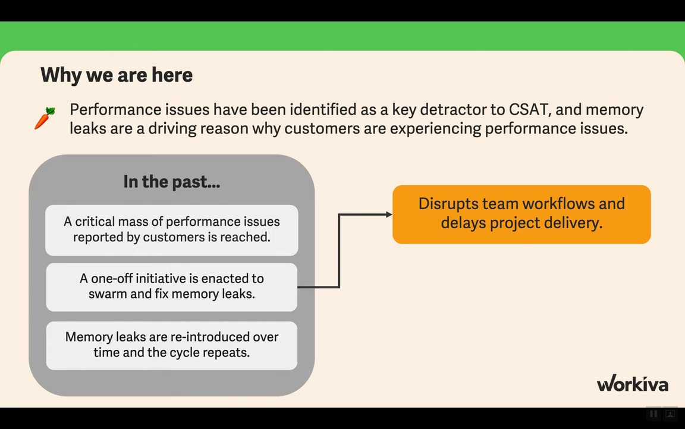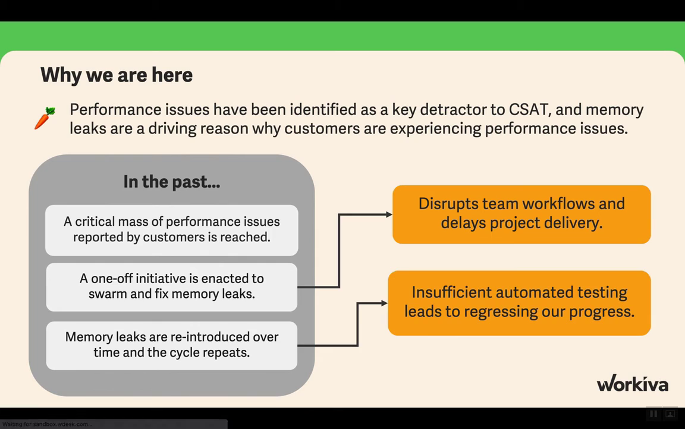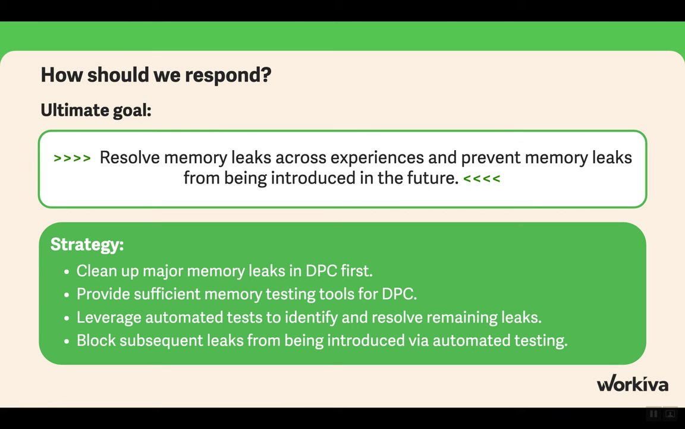This causes some major problems. First of all, it disrupts team workflows and delays project delivery. It also resolves the issue without establishing sufficient automated testing, which leads us to regress the progress that we made, thus creating more work for us in the future and degrading our customers' end user experience. So this time, we want to respond a little bit differently than we have in the past, more proactively. Our goal is to resolve memory leaks across all of our main product experiences and prevent memory leaks from being introduced in the future.